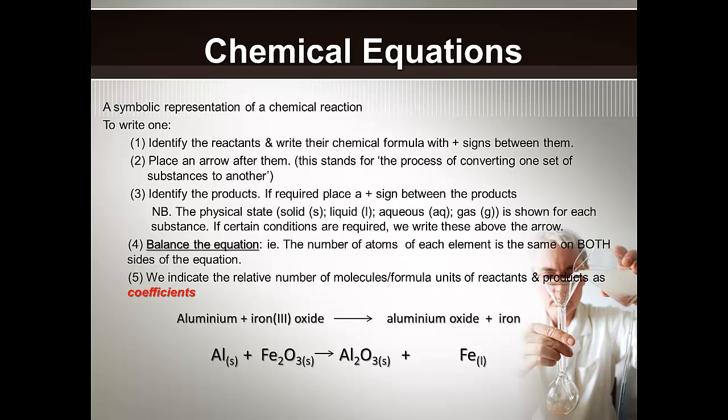Let's have a quick look at this one. Is this one balanced? We've got aluminium, iron 3 oxide, aluminium oxide, and iron. How many aluminiums do we have on the left-hand side of the arrow? We've only got 1, but we've got 2 on the right-hand side. So obviously, this hasn't been balanced. And also, the number of iron is not correct either. What we can do is balance this simply by adding a 2 out the front of the aluminium and a 2 out the front of the iron. So now our equation is balanced. We've got 2 aluminium solid plus iron 3 oxide solid gives us aluminium oxide solid plus 2 iron liquid.